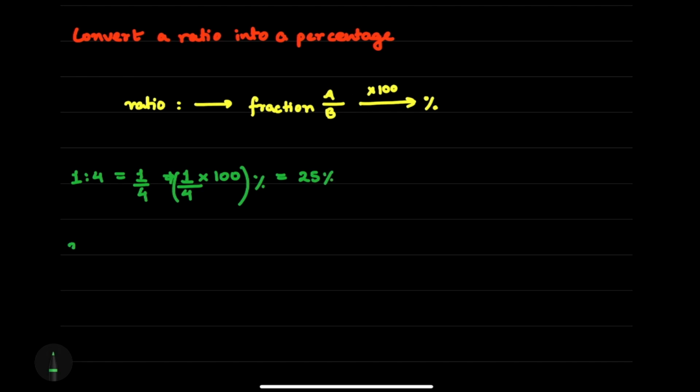Similarly, this can be done for, say, 3 by 8. We convert it into a fraction of the simplest form, that is 3 by 8. In order to convert it into a percentage, we multiply this simplest form fraction into 100, and then we simplify this to get 75 by 2, or 37.5%.